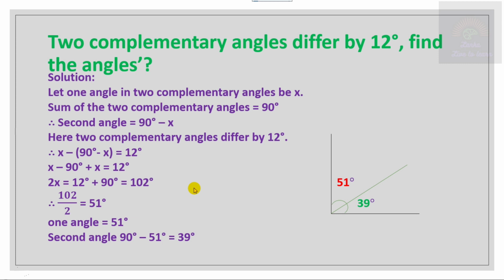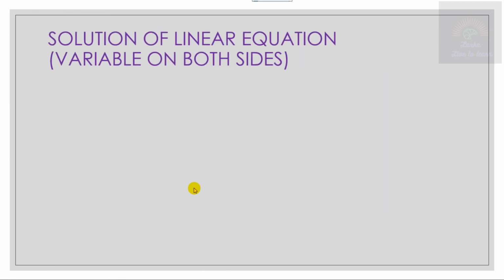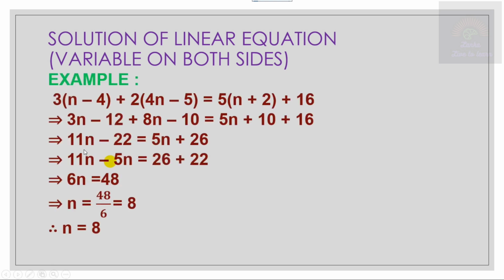And the next one: till now we have seen the variable on one side. Now we are going to solve problems with the variable on both sides. For example, 3 times (n minus 4) plus 2 times (4n minus 5) is equal to 5 times (n plus 2) plus 16. In this problem, the variable is on both sides.